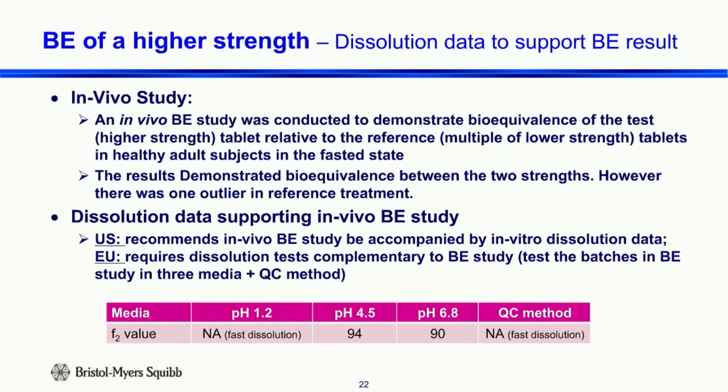They could not really pinpoint whether the volunteer actually missed the dose, but the reference and test product absorption profile looks very different. So here we added the dissolution comparison data to strengthen our justification that the higher strength is equivalent to the lower strength, and that was also accepted by the agency.